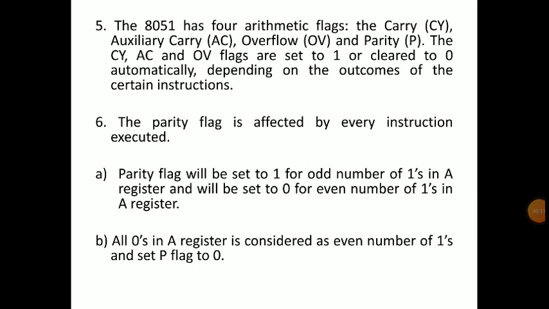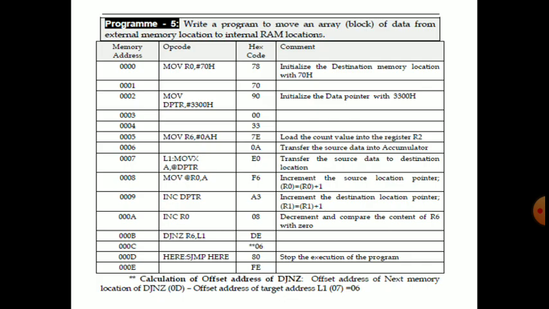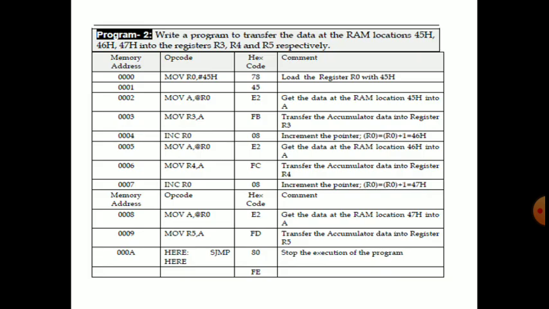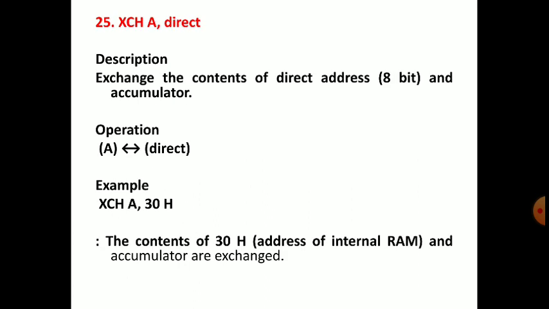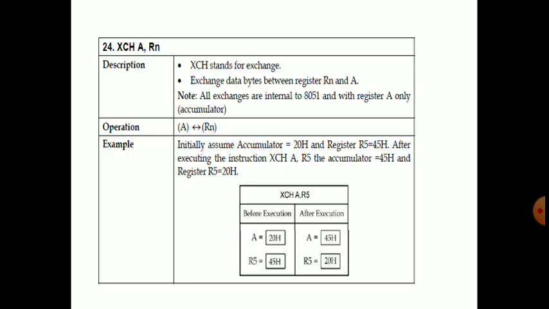Now we have only 5 minutes left for this class, so instead of going into the new topic, let's just revise and recap what we have covered today. Today's class started with the 24th instruction, that is exchange the data between accumulator and Rn register. XCH is the mnemonic, A for accumulator, Rn is the register. We can use from R0 to R7, and the operation is the contents of accumulator and contents of Rn register are exchanged. See the double arrow.